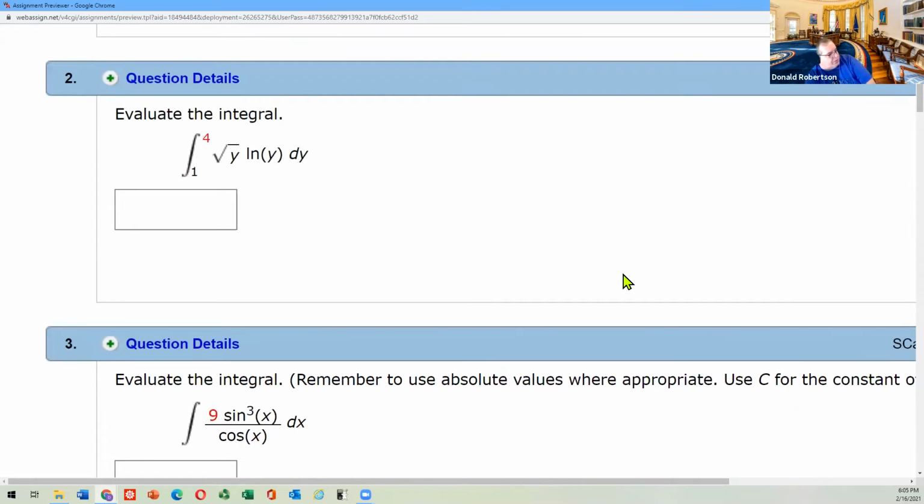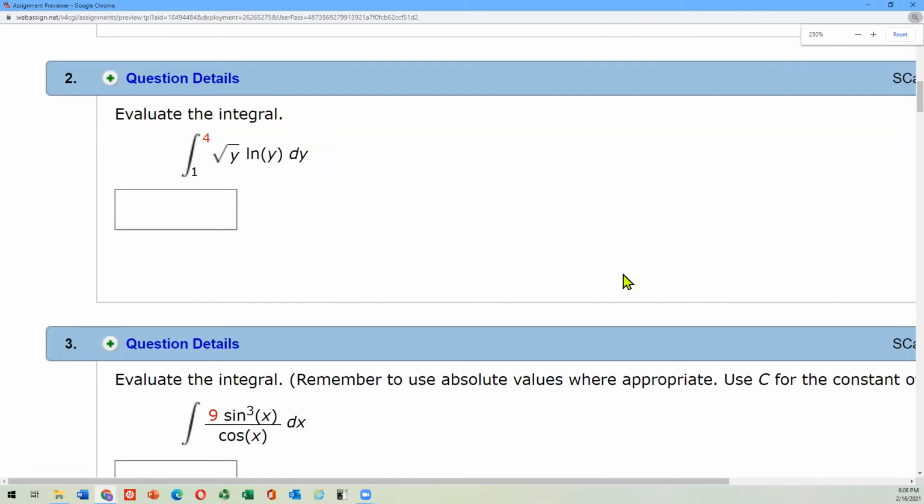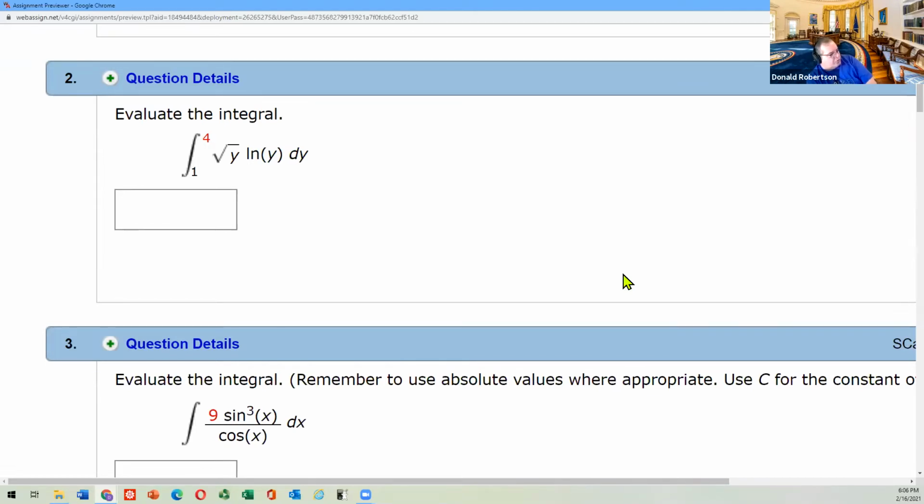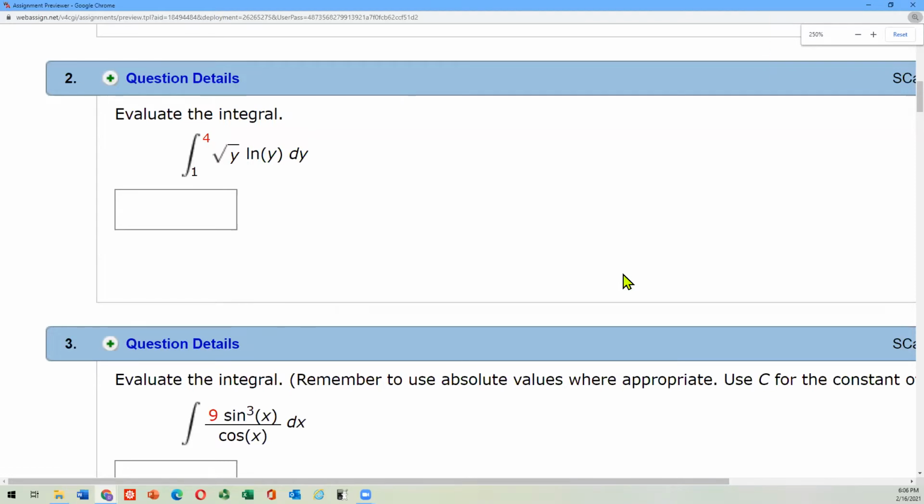What would 2 be? Question 2. What technique would question 2 be? It's got a particular shape to it that's a bit of a clue. It's got a log in it, which is also a bit of a clue. Is integration by parts? Correct. And you'd make the f of y, in this case, its variable is y, f of y would be log y, and the g of y would be y to the half. And trust me, it works, right?